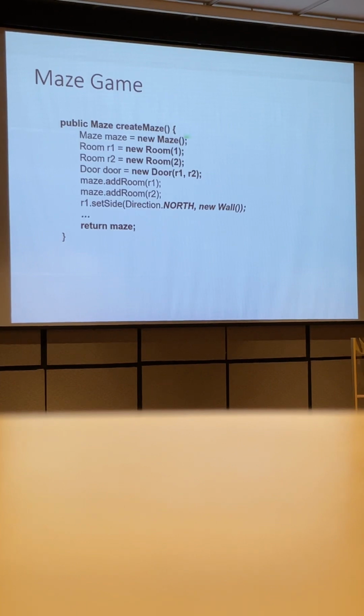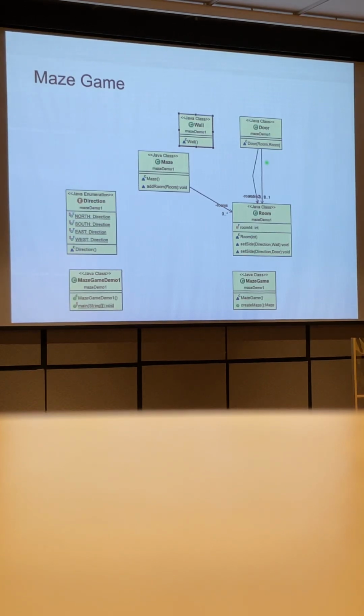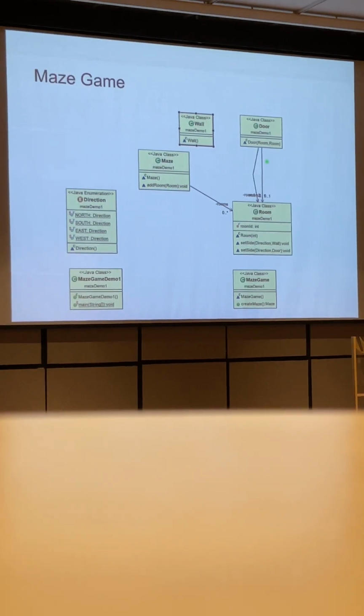We have a maze which consists of rooms, doors, and walls, and we have this create maze class initially that creates a maze, creates two rooms, creates a door between two rooms, adds the first room to the maze, adds the second room to the maze, and so forth, and then returns the maze. All right, looking good, but what if we need to have different types of mazes, for example?